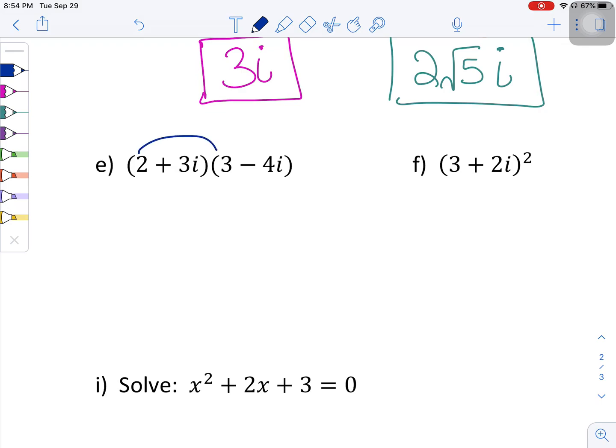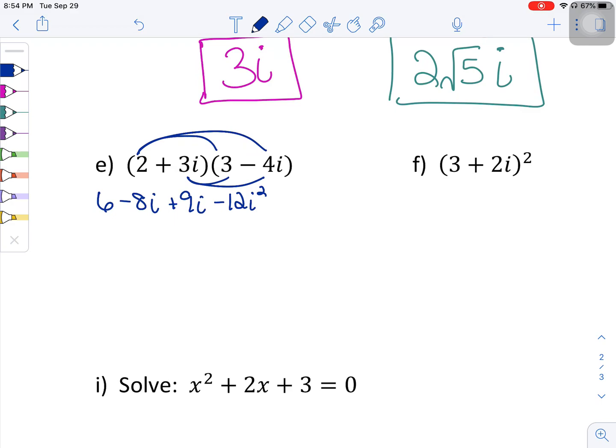So 2 times 3 is 6. 2 times negative 4i would be negative 8i. 3i times 3 is plus 9i. 3i times negative 4i is negative 12i squared. I responds just like any variable, even though it represents a specific number.